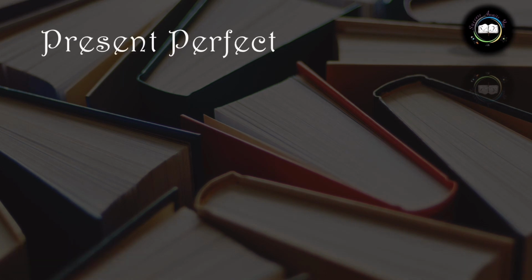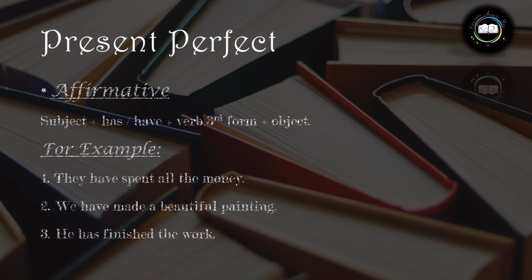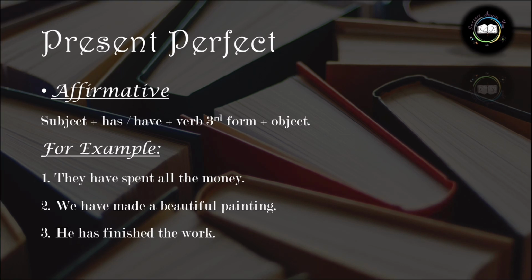First comes the present perfect tense. In present perfect tense, the helping verbs are has or have. The structure for the affirmative sentence is subject plus helping verb plus verb third form plus object. We use has with singular person and have with plural person. The examples can be, they have spent all the money. We have made a beautiful painting. He has finished the work, etc.